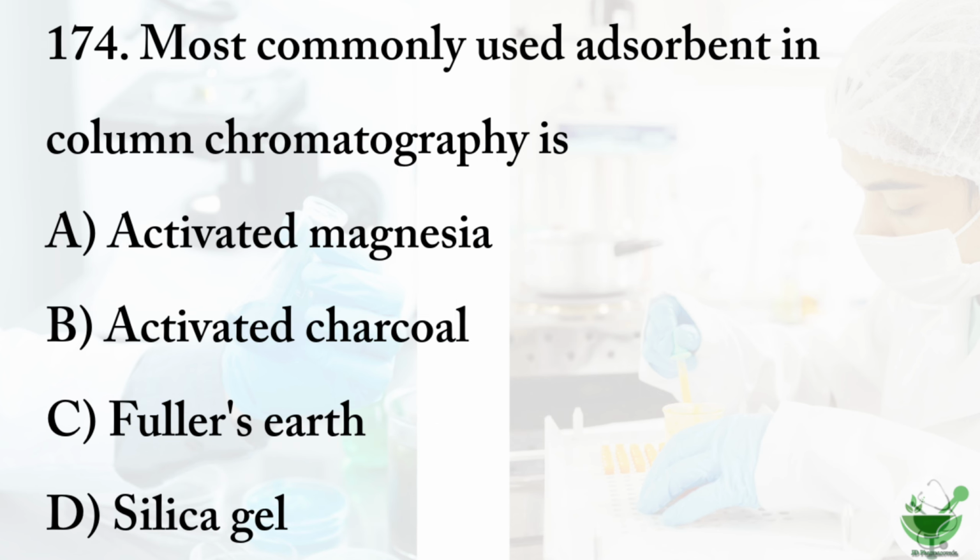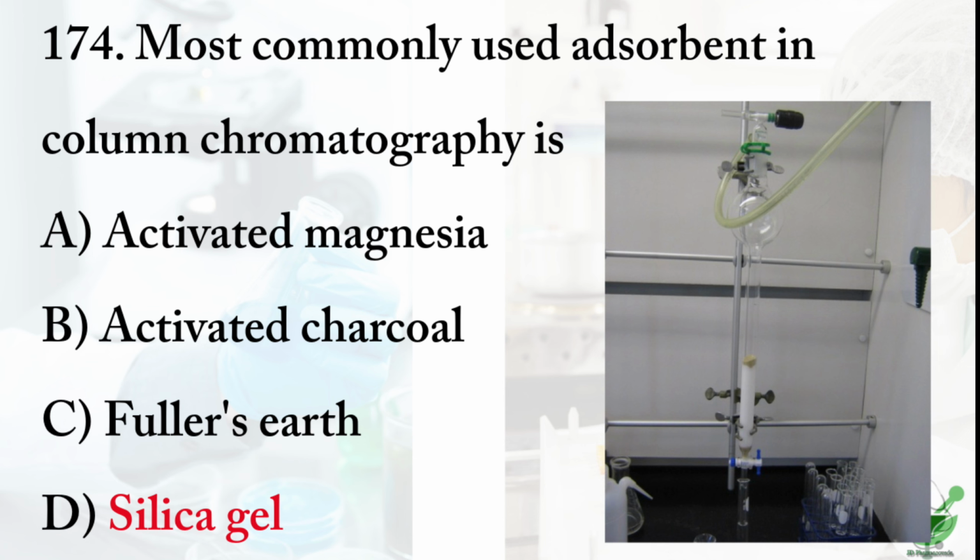Next question. Most commonly used adsorbent in column chromatography is dash. The options given are A. Activated magnesia, B. Activated charcoal, C. Fuller's earth and D is the silica gel. So the correct option is option D silica gel.